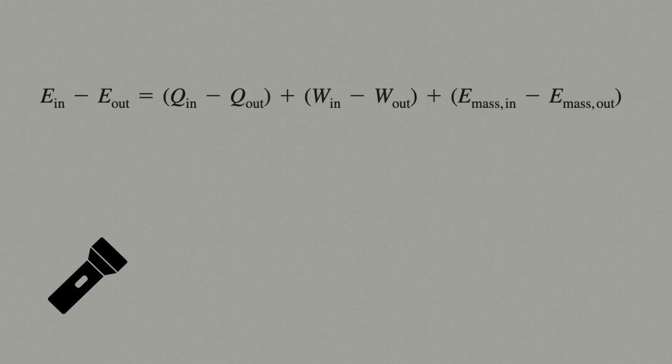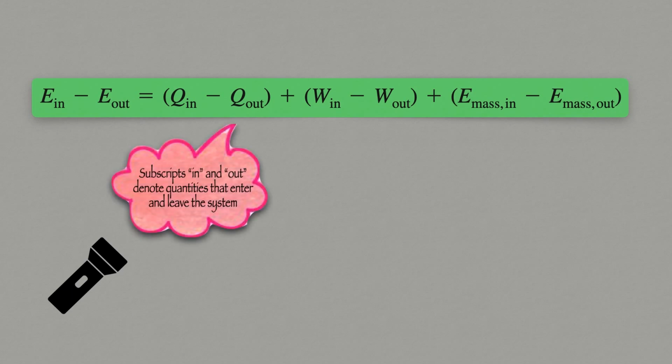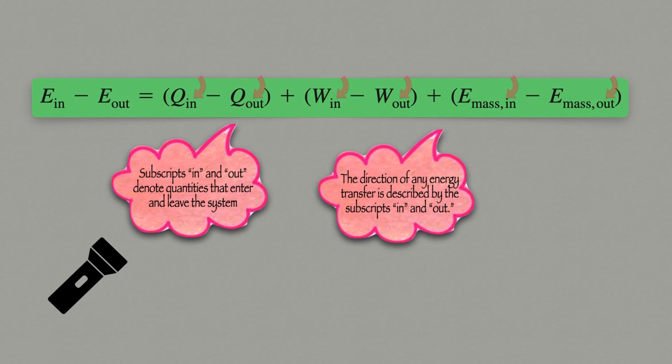The net transfer of energy in heat, work, and mass equals the difference between the amounts transferred in and out. The energy balance can be written more explicitly as shown here. The subscripts in and out denote quantities that enter and leave the system, respectively. The direction of any energy transfer is described by the subscripts in and out as well.